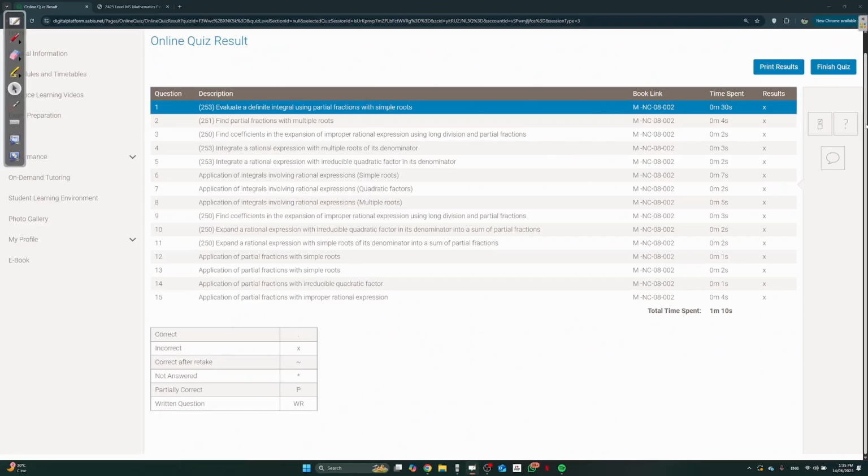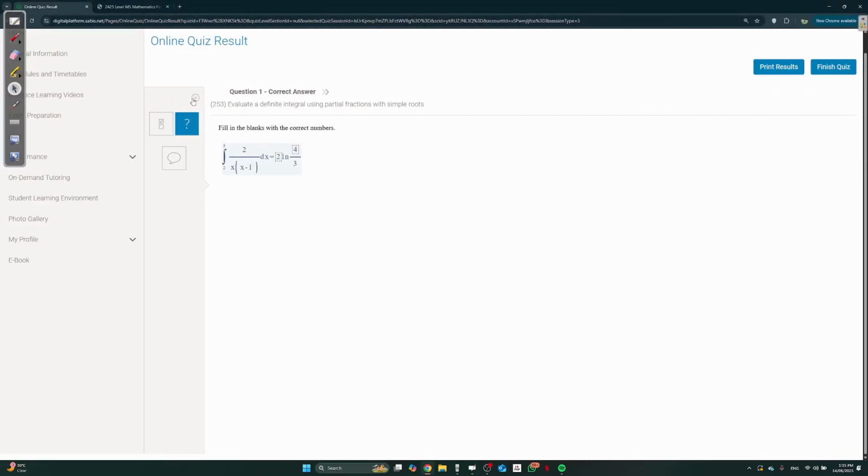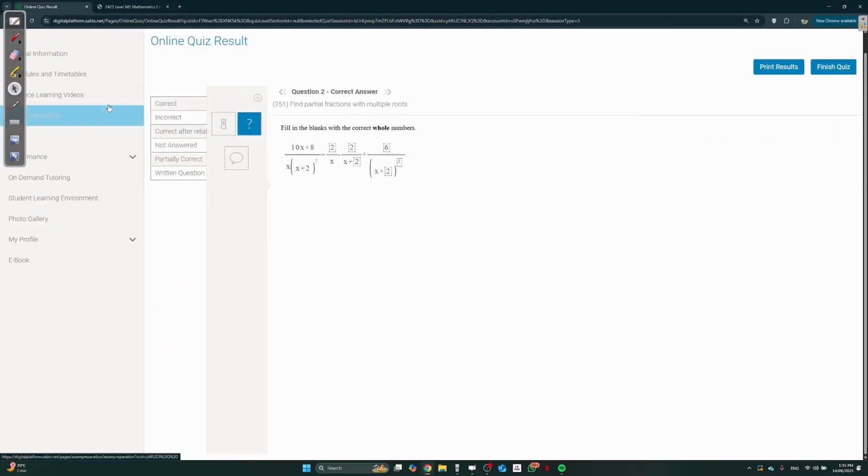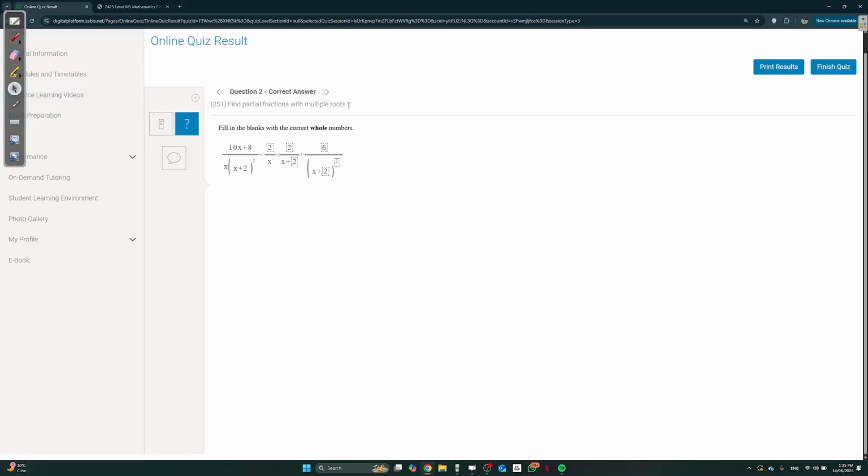So I'm not going to integrate. I'll leave the integrals till the end. First, I just want to find the partial fractions. Okay, so let's start here. 10x plus 8 over x plus 2 squared. Let's take a look at our denominator. Is it factored fully? Yes, x plus 2 squared.